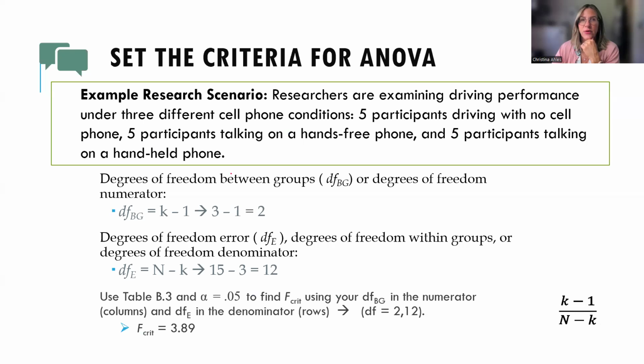If we want to set the criteria, what we need to do is take the degrees of freedom between groups, so that's K minus 1, in this case 3 minus 1, because there are 3 cell phone conditions, minus 1, which is 2. And then our degrees of freedom error. So degrees of freedom between groups is K minus 1. Degrees of freedom error is capital N minus K. So in this case, there are 15 participants minus 3 equals 12. So our degrees of freedom of error is 12.